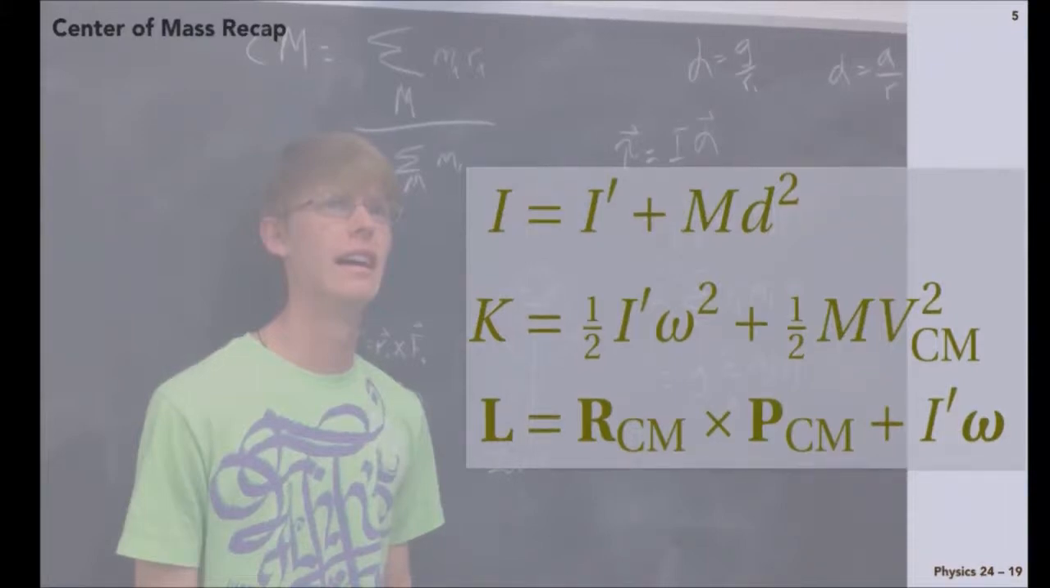So at this point, let's just remind ourselves, center of mass is a pretty important property of an extended system. We have the parallel axis theorem, which allows us to express the moment of inertia for rotation about an arbitrary axis in terms of rotation about the parallel axis that passes through the center of mass, plus all the mass times the square of the distance the axis was translated.